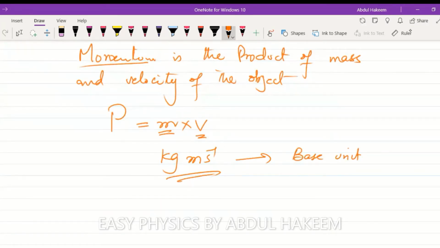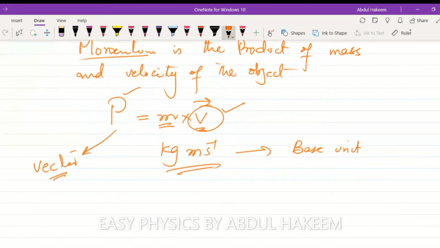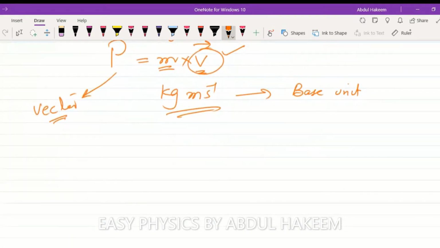Now momentum is a vector physical quantity because it has fixed direction, and that direction is similar to the direction of the velocity. Velocity is a vector, momentum is a vector, so the direction of the momentum is similar to the direction of the velocity.